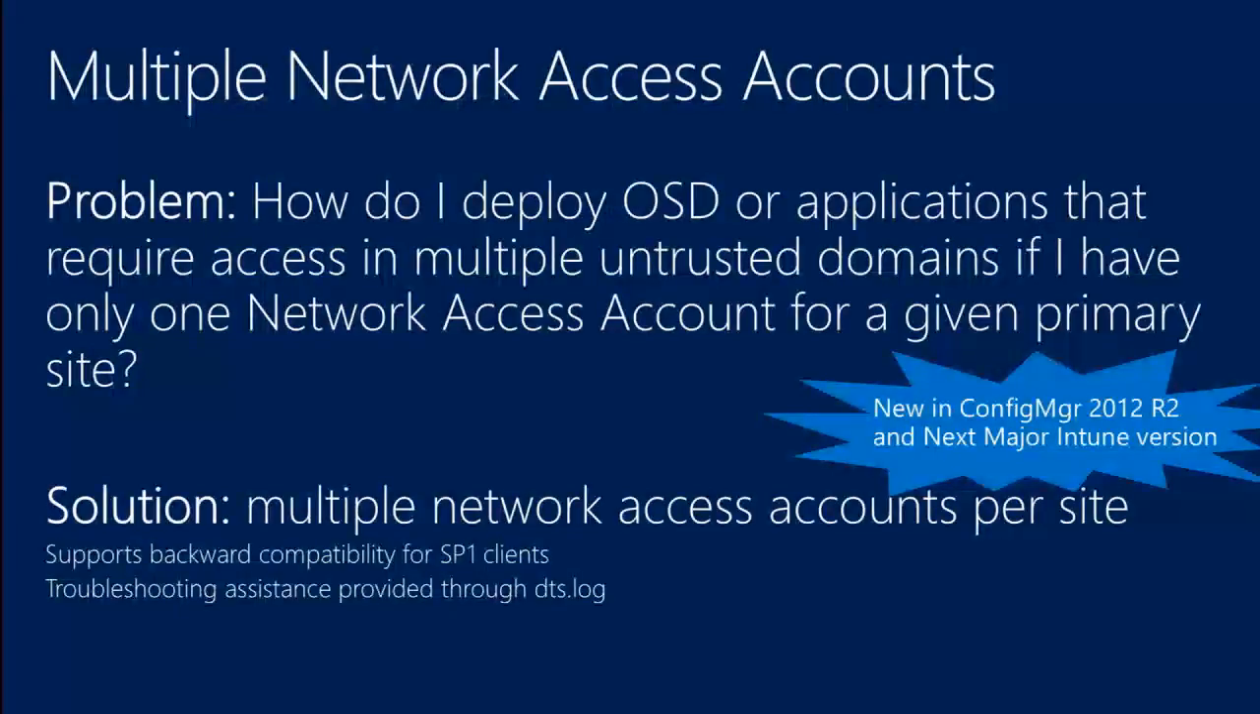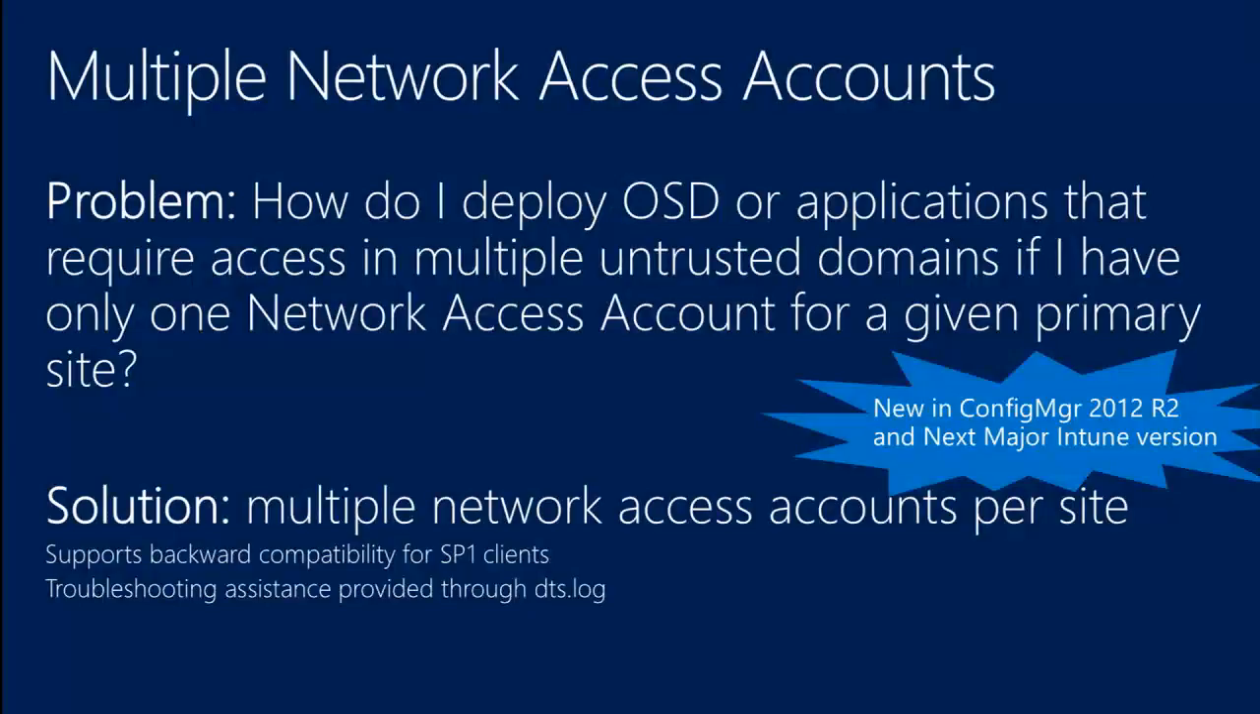Now, the drawback to that, though, was what about network access accounts? So you're managing all these different domains all over the place. You've got untrusted domains, trusted domains, cross-forest, everything is there. And now you need to deploy an operating system to that other domain. You get one network access account, though. That was the 2012 SP1 model. Now, in R2, we'll give you the ability to use multiple network access accounts.